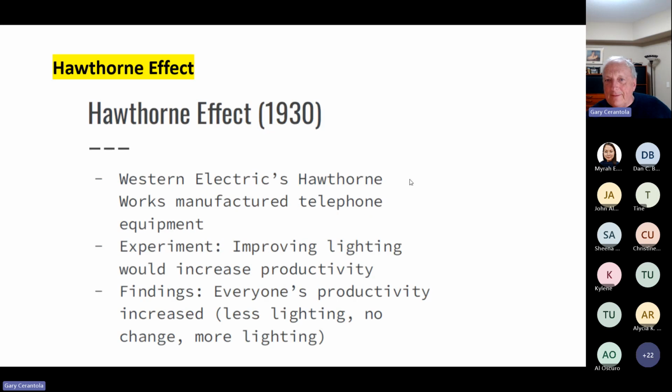I'm not going to talk about that. Just understand what the Hawthorne effect is all about.